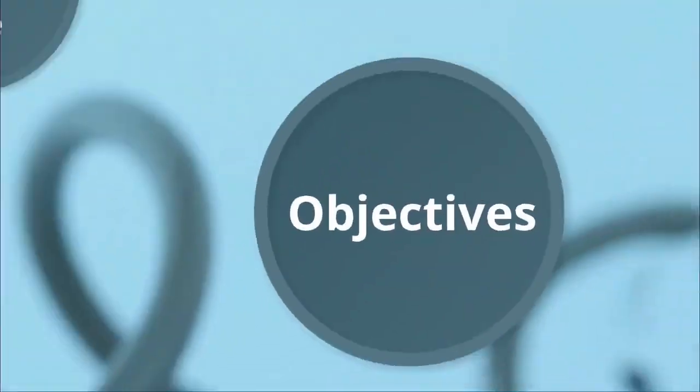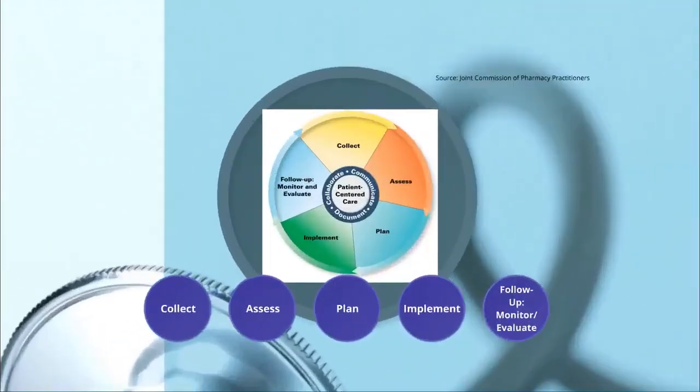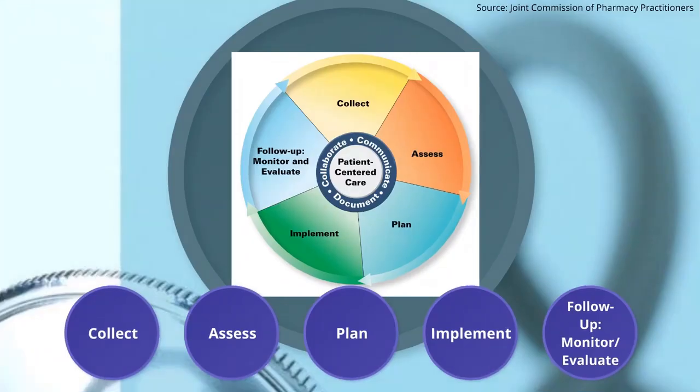So we're going to start with the basics. This comes from the Joint Commission of Pharmacy Practitioners. This is their framework for the pharmacist-patient care process. As you can see, patient-centered care is at the middle with collaborate, communicate, and document surrounding it. Around that, we have a process of collect, assess, plan, implement, and then finally follow up, monitor, and evaluate, and then it continues. So we're going to dive into each one of these individually.